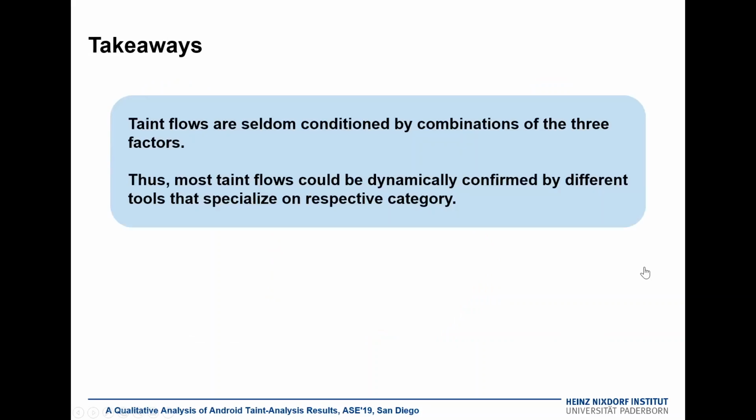As we have seen in the classification on the last slide, taint flows are really conditioned by combinations of these 3 factors we defined. So we conclude that most taint flows could be dynamically confirmed by different tools that specialize in the respective category.